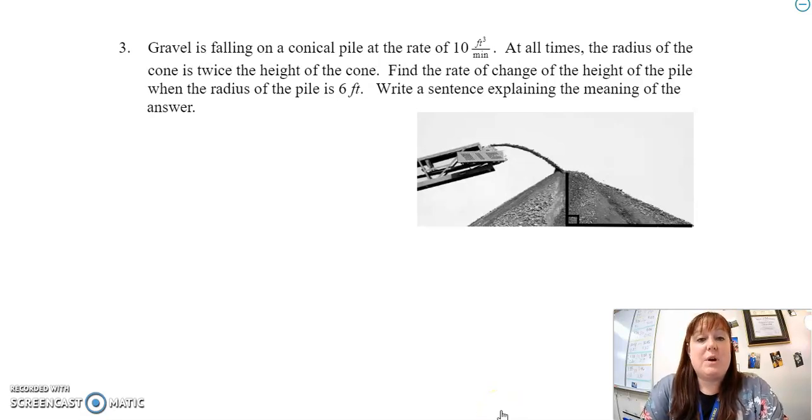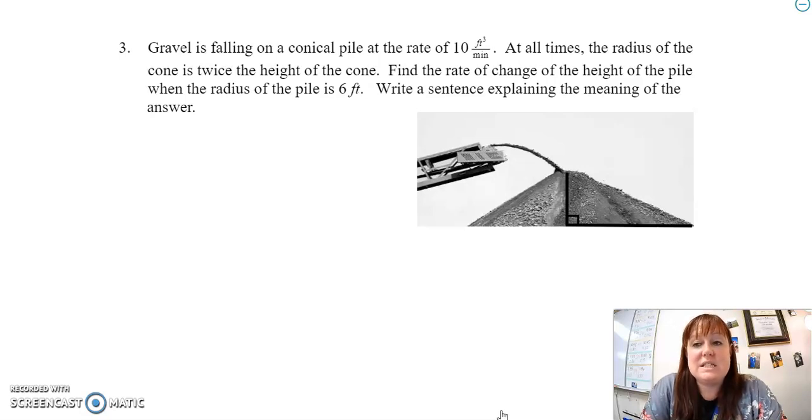Our final related rates problem is gravel falling on a conical pile. This is a very common related rates idea. So we have this gravel, it's falling on a pile at a rate of 10 feet cubed per minute. And at all times, the radius of the cone is twice the height of the cone. Find the rate of change of height of the pile when the radius of the pile is 6 feet.